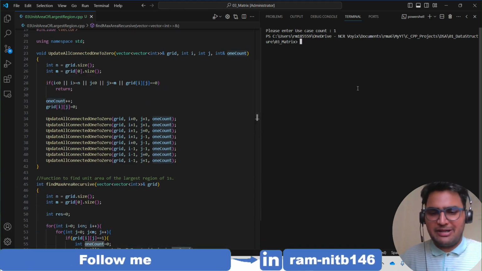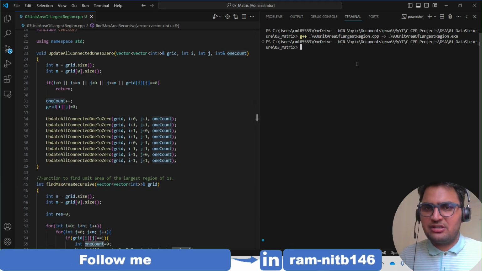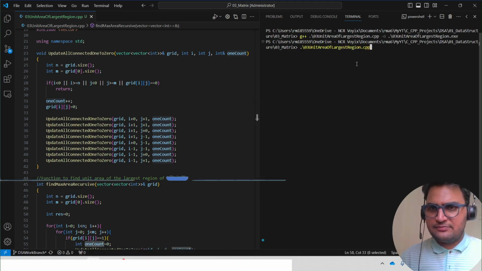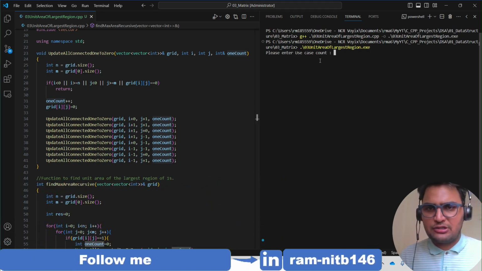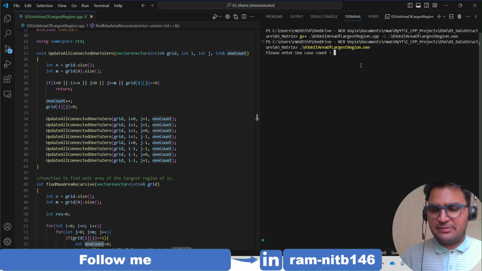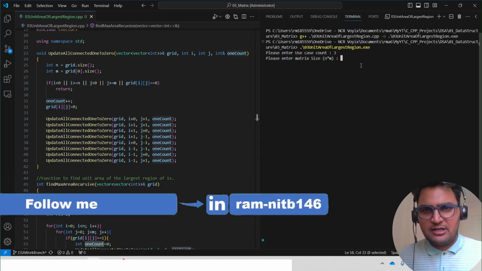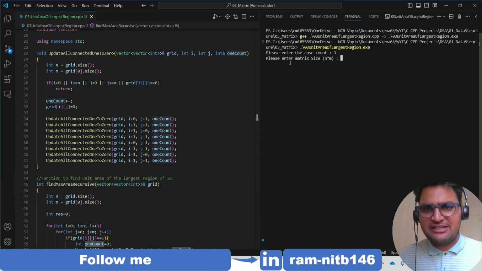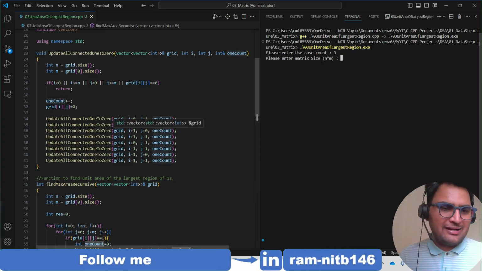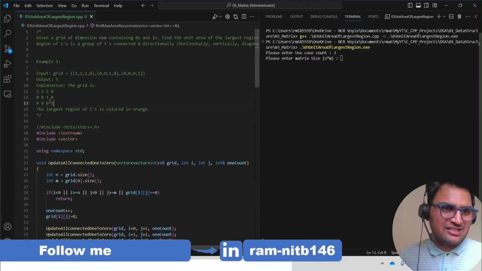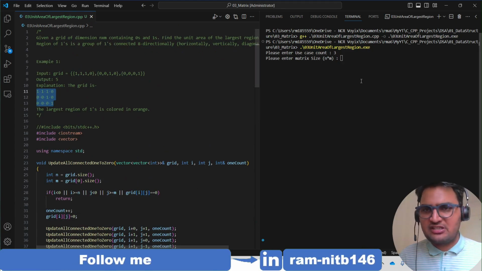So let me build it. The build is done, so let me run this one. It is asking for the use case count, so let me give three use cases. Then it is asking for the matrix size, so we will take the same example we discussed.